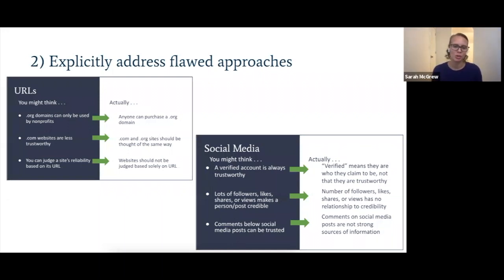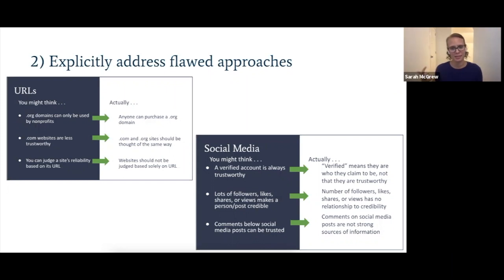People make a lot of assumptions about URLs, and especially about the top level domain, the .org or .com or .edu that ends a web address. So many people think that .org domains are more reliable because they can only be used by nonprofits, and therefore that .com websites are less trustworthy. And that is in fact just not true anymore. It used to be true that you had to be a nonprofit to register for a .org. It's not true anymore. Anybody can get a .org. So there's no difference between .org and .coms, and yet that continues to be a really strong decision-making tool that a lot of people use when they're trying to decide if something is reliable.